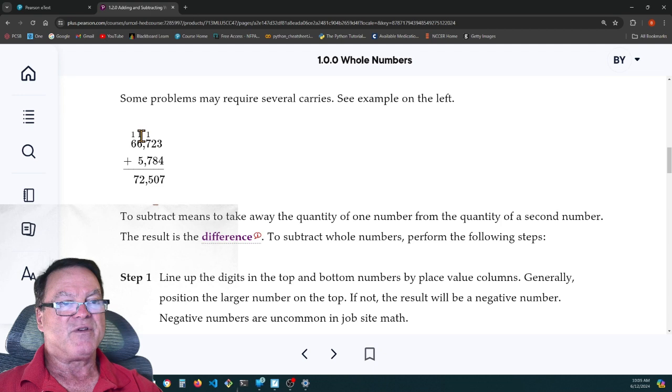6 plus 5 is 11, plus 1 is 12. We'll write the 2. We'll carry the 1 over to the 10,000s column. 6 plus 1 equals 7. So we end up with 72,507.